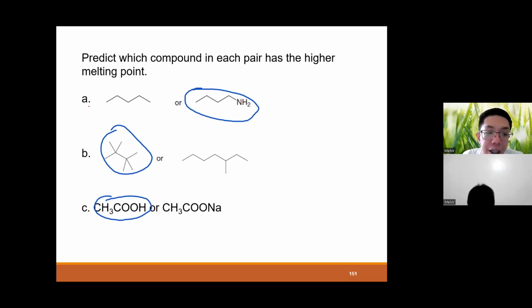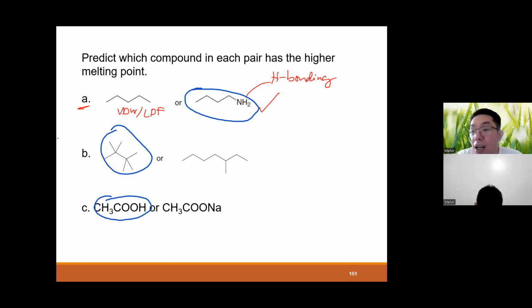Josh, sa letter A, which one will have a higher boiling point? Of course, this is pentane and this is butylamine. The answer is correct, no? Kasi ang butylamine can do hydrogen bonding. Samantalang yung isa, VDW lang, or London dispersion forces. So the dominant intermolecular force of attraction for pentane is LDF. While for butylamine, may hydrogen bonding ka.